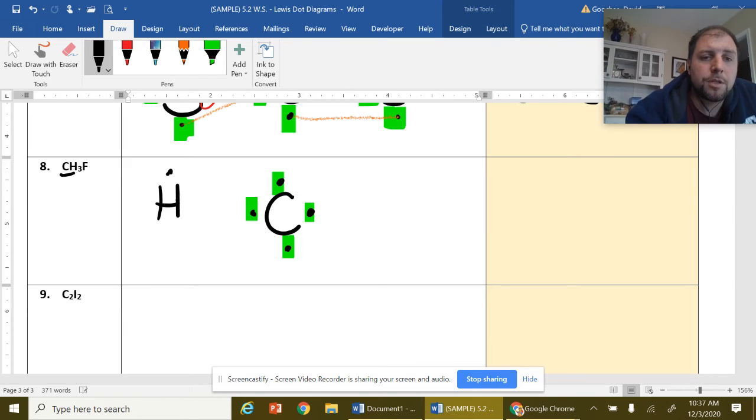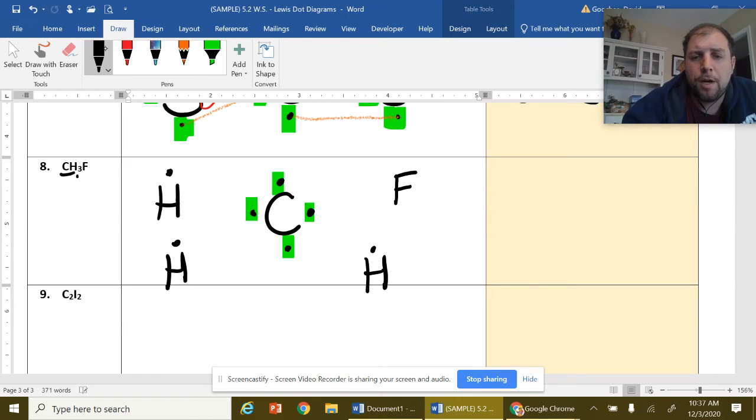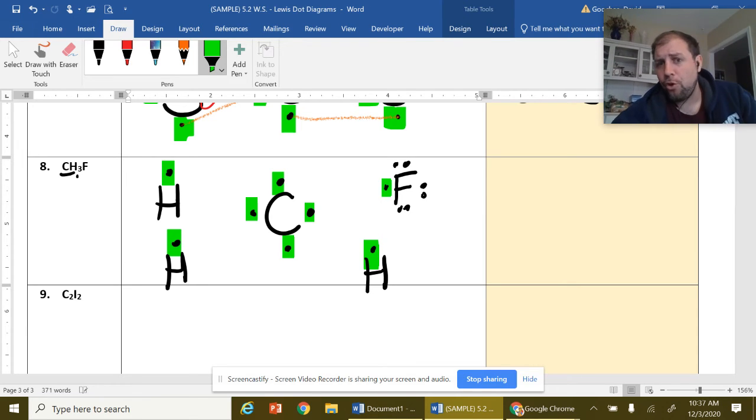Let me draw some hydrogens. Hydrogen, hydrogen, hydrogen. All right, there's 3 hydrogens. And a fluorine, which I drew above. 1, 2, 3, 4, 5, 6, 7. Okay, these guys can each form 1. It's weird that hydrogen and fluorine, despite their different number of valence electrons, can only form 1 bond because each of them only has 1 unpaired electron around the outside.